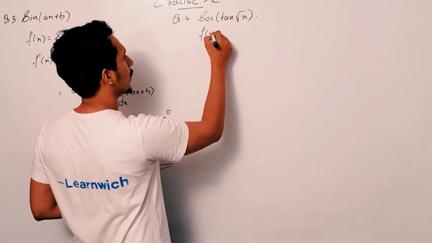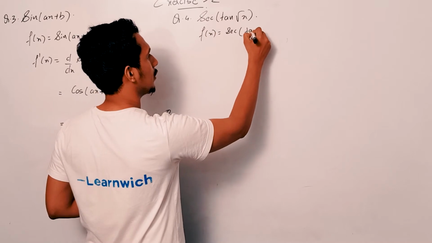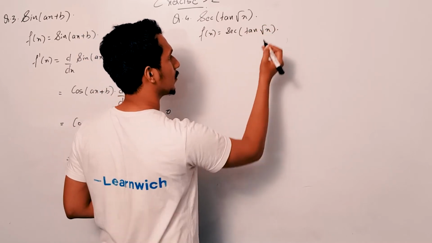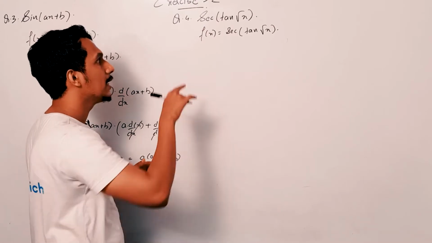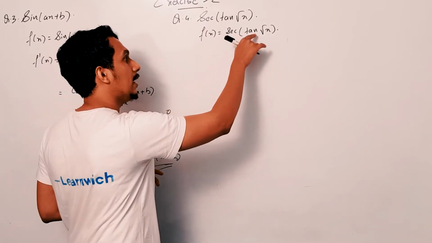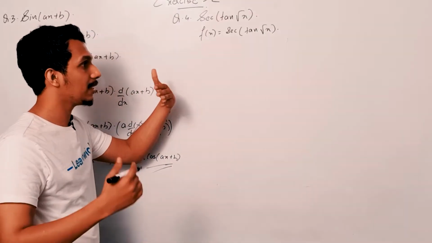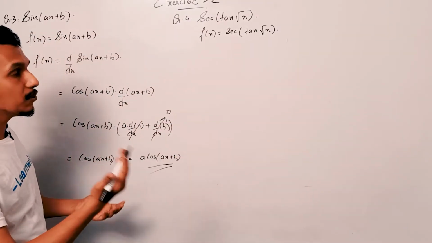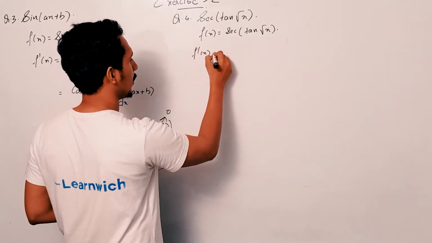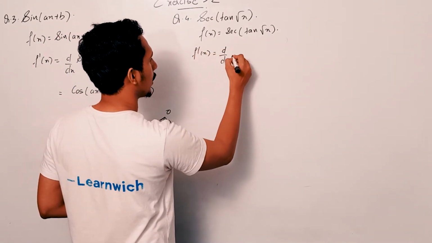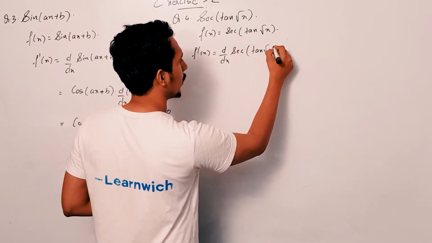So given f of x equal to sec of tan root x. Okay, how many functions are there? There is sec. Okay, it's the first function. Inside sec there is tan, and inside tan there is a root function. Okay, so here is that case where there are more than two functions inside. So let's find out. F dash x will be d by dx of sec of tan root x.